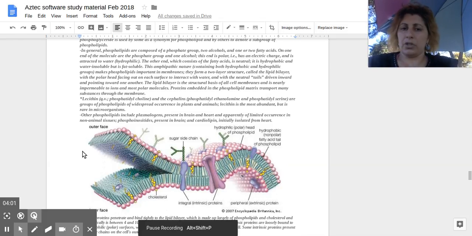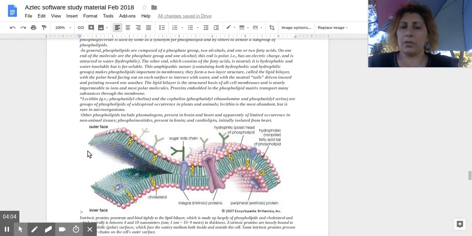The amphipathic nature, containing both hydrophobic and hydrophilic groups, makes phospholipids important in membranes, and they form a 2-layer structure called the lipid bilayer, with the polar head facing out on each surface to interact with water, and the neutral tails are driven inward, pointing towards one another. The lipid bilayer is the structural basis of all cell membranes, and is nearly impermeable to ions and most polar molecules. Proteins embedded in the phospholipid matrix transport many substances through the membrane that can't get through.